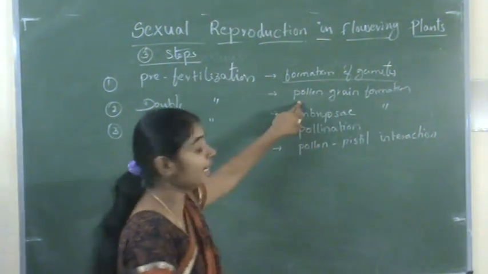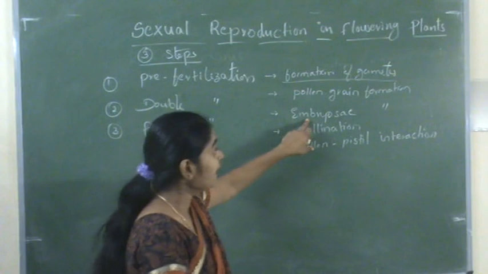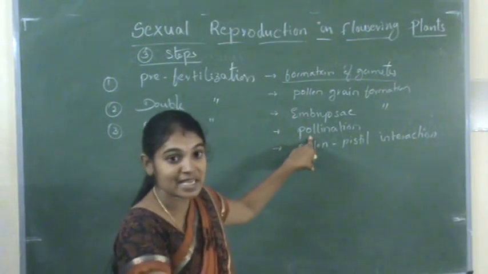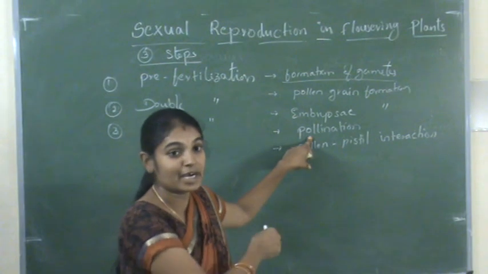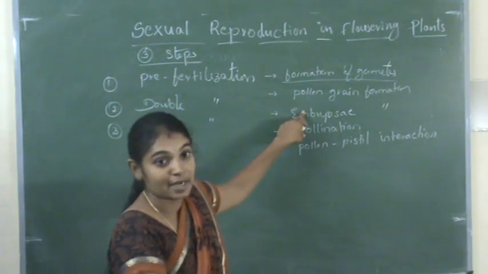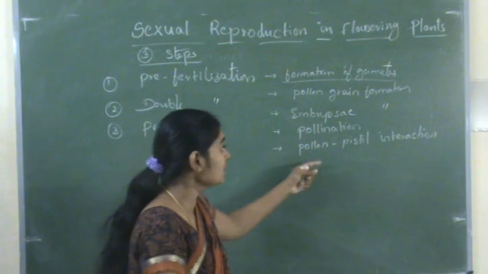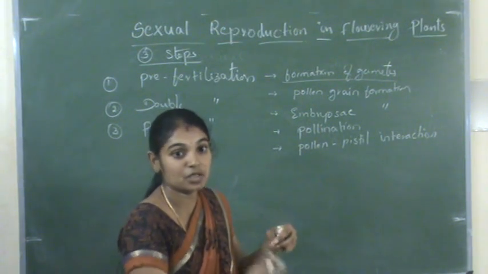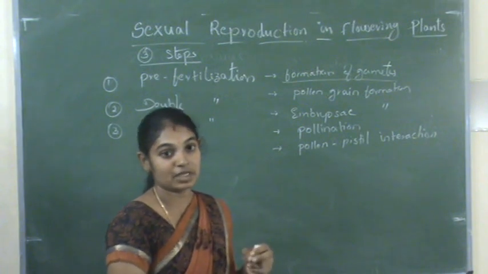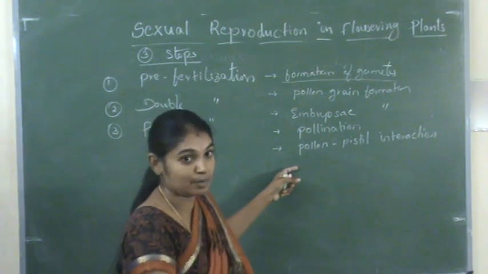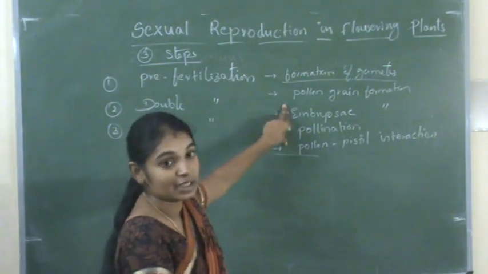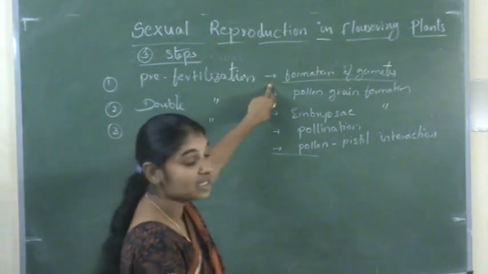One is pollen grain formation, embryo sac formation in the ovules, pollination, the transfer of pollen grains from the anther to the stigma, and pollen pistil interaction. How these pollen grains enter into the ovule and how the fusion of these gametes takes place. So these headings we will study in the pre-fertilization events.